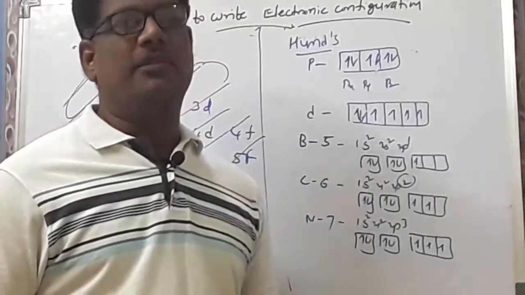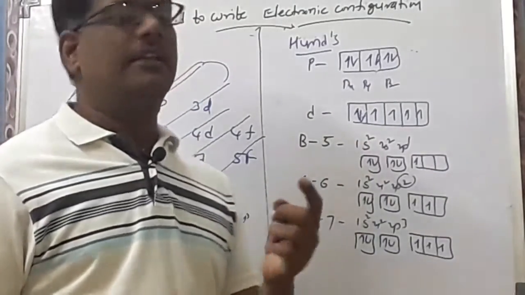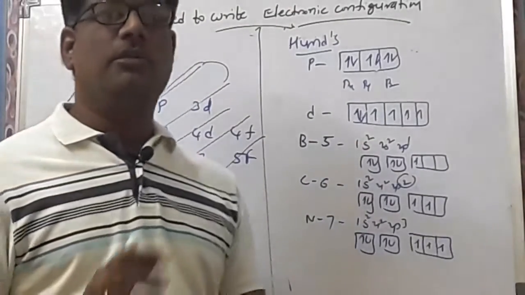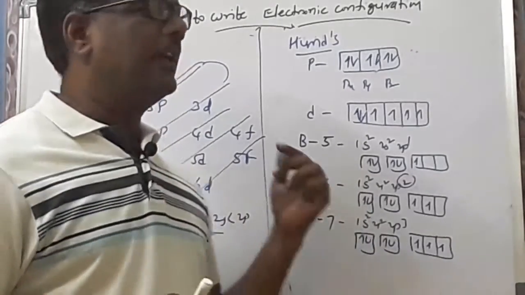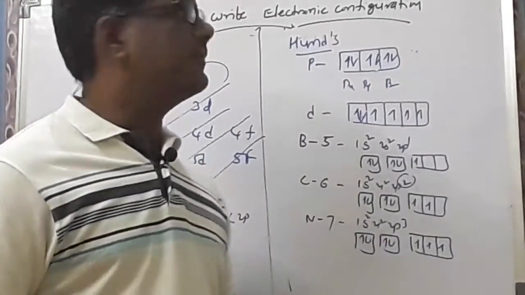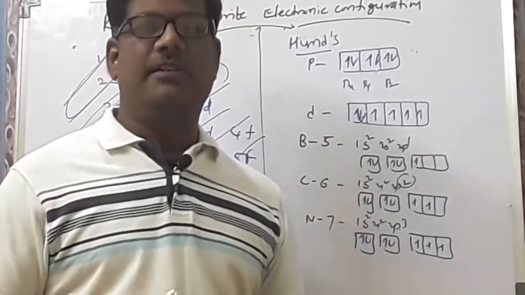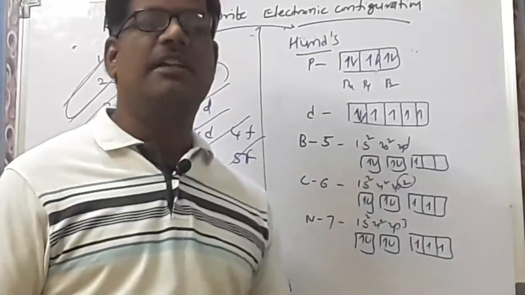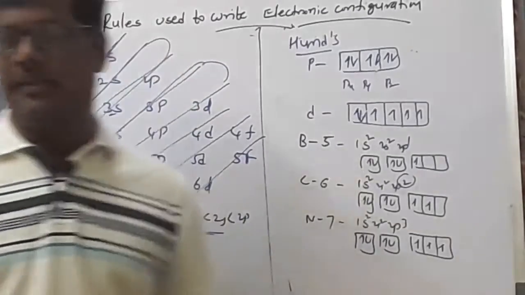These are the important rules we have to follow in order to write the electronic configuration. One is called Pauli's exclusion principle: no two electrons in an atom will have the same four quantum numbers. The next one is Aufbau: the electron enters the lowest energy orbital first. Hund's principle: whenever degenerate orbitals are available for the filling of electrons, first it must get the half-filled configuration, then only pairing of electrons takes place.